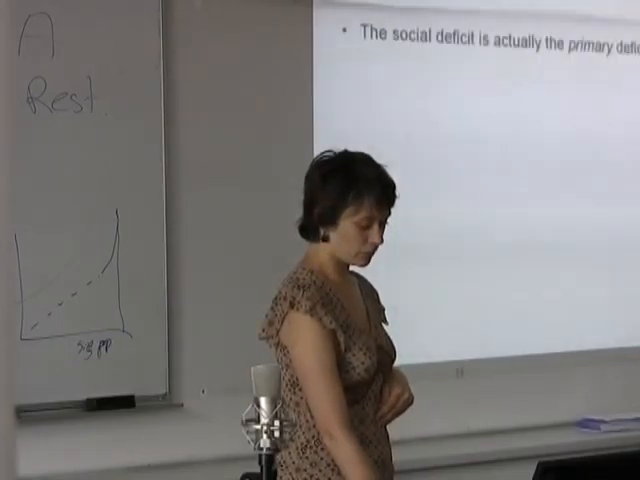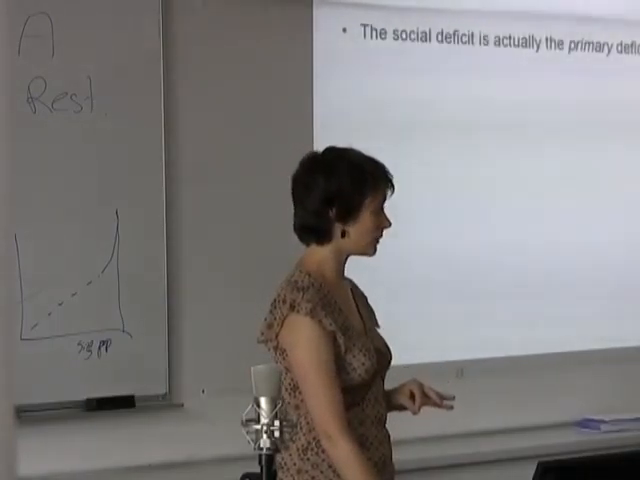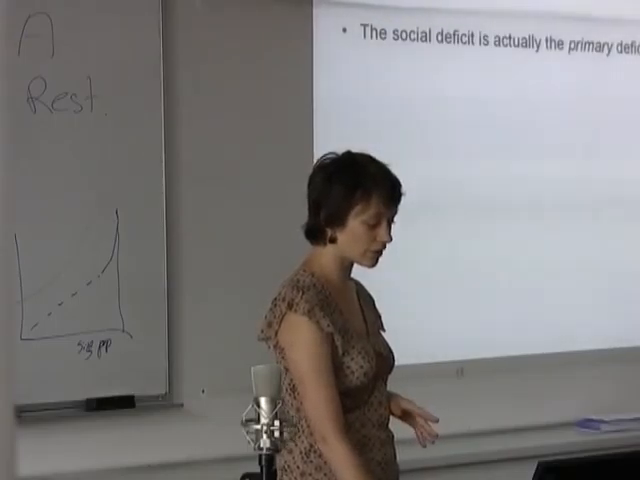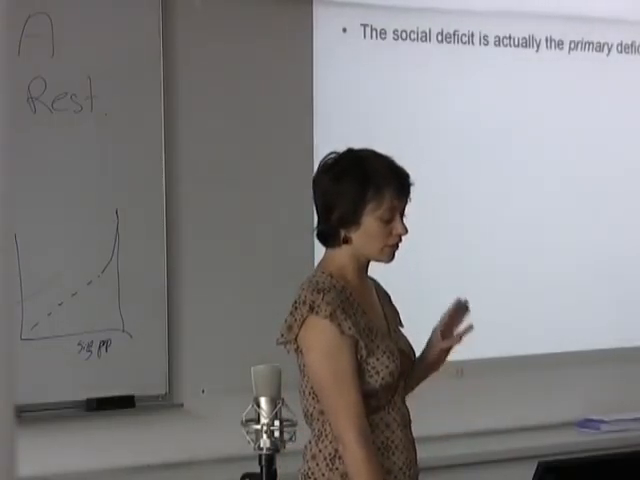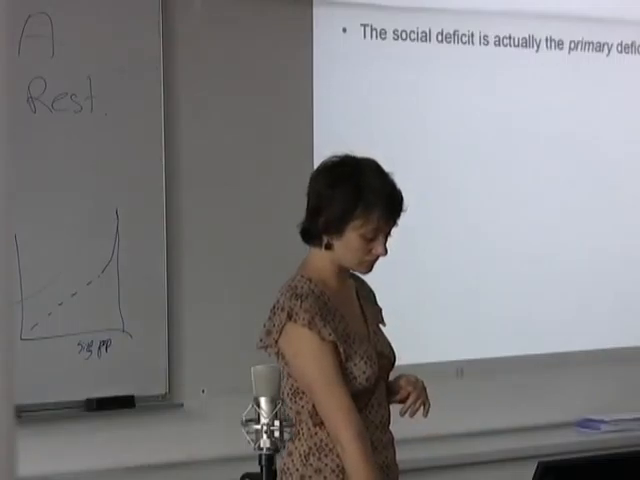And the claim that I want to put forward is that the reason those social deficits persist is that they constitute the very heart of the autistic symptomatology. So they constitute the primary deficit in autism.